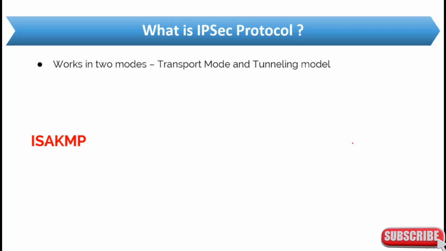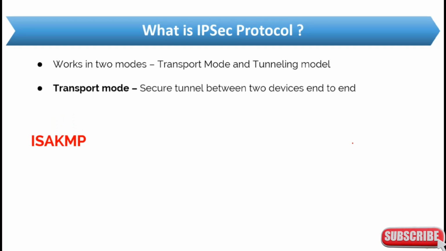Now, IPsec works in two modes, transport mode and tunneling mode. Transport mode creates a secure tunnel between the two end-to-end devices. This means that regardless of how many foreign networks, including the internet, the packet traverses, it is protected because it creates a tunnel between two end-to-end devices. The data is protected by authentication and/or encryption.